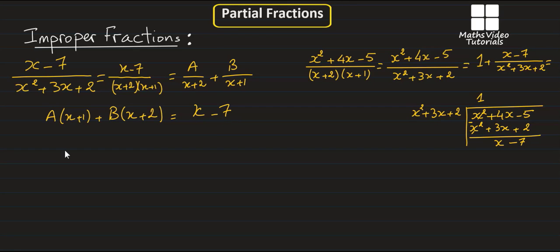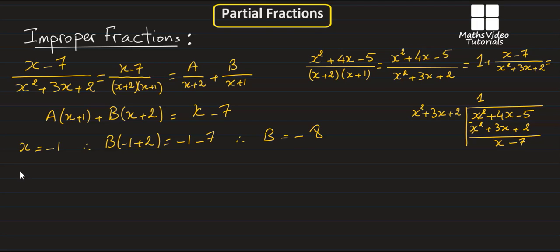Now we're going to give values to x in order to eliminate either A or B. We're going to start by eliminating the A, so we're going to give x equal to -1. Therefore B will be -1 add 2, and for the right hand side it's going to be -1 take away 7, and on the other side we're going to have B equal to -8.